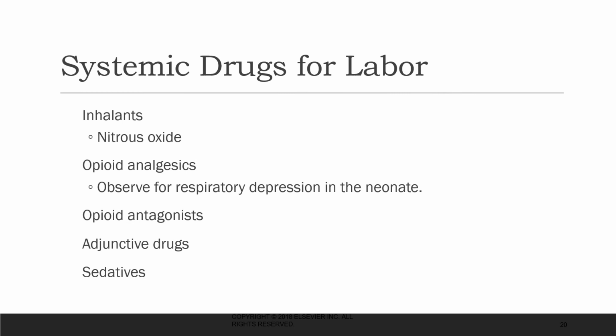So other things that can be used for labor pain management is inhalants. A lot of places use nitrous oxide, and some women think that they work well, okay? Opioids and opioid antagonists and other adjuvant drugs and sedatives are all used possibly. Most of the time, lately in my experience, everybody pretty much relies on the epidural, but we always have these. Just remember, when you use an opioid, it's going to cause respiratory depression in mama, and it can in the neonate.